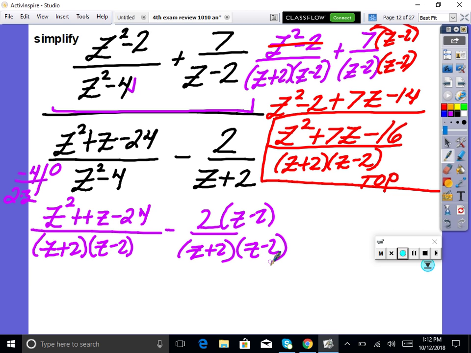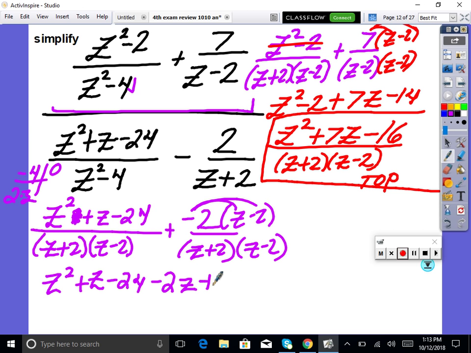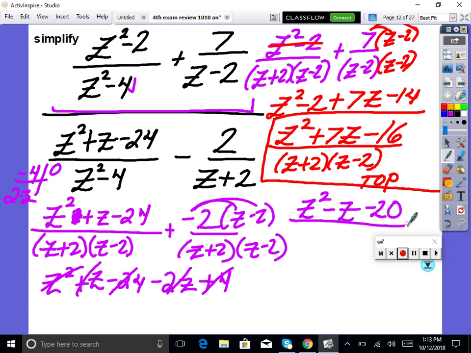Then you'd say, okay, the next step is to combine like terms in the numerator. So I have z squared. I have plus, I wrote 2 plus signs. I'm like, what is that? So plus z minus 24, and then careful, this is actually plus negative 2, so that'll be negative 2z's, and then it will become plus 4. So combining like terms in the numerator, in my bottom I'm going to have z squared minus 1z, and then I have minus 20, and then that's all over the common denominator of z plus 2 and z minus 2.